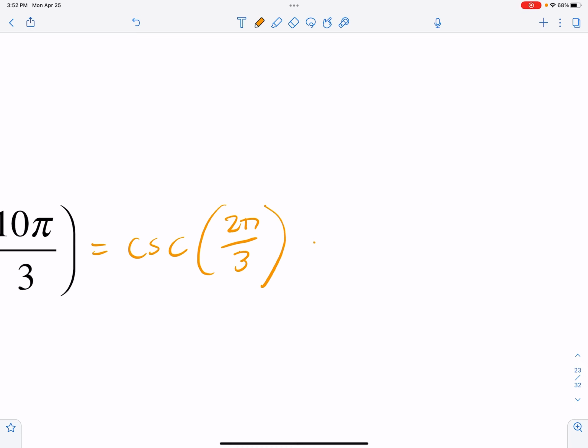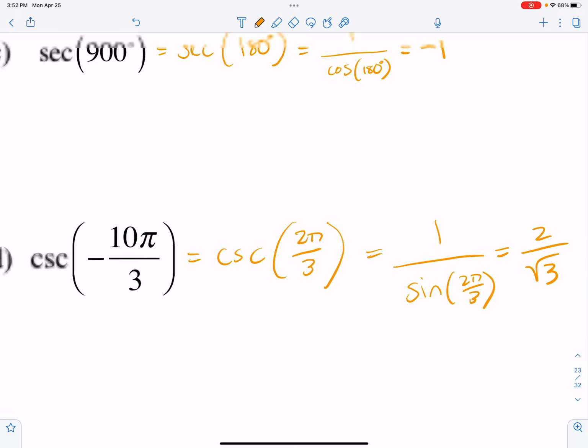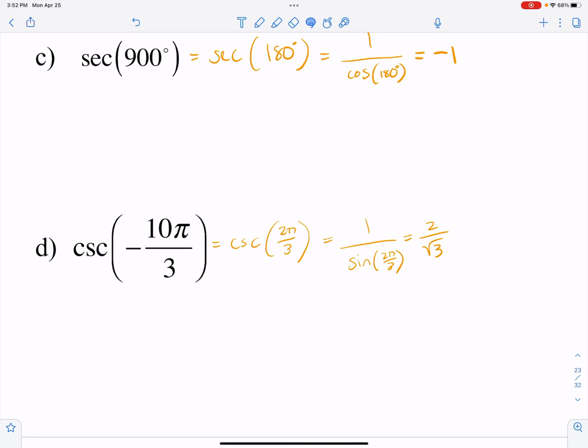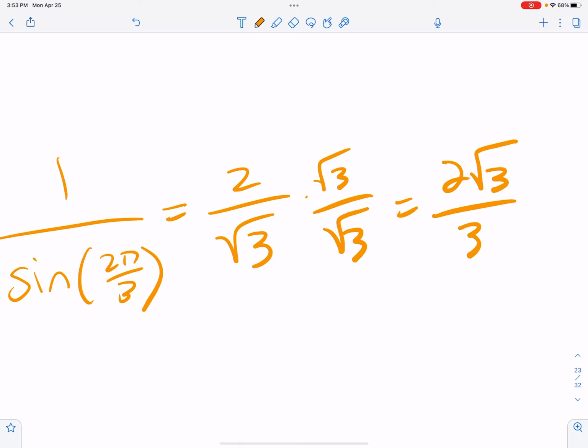Cosecant is the reciprocal of sine. So this is equal to 1 over sine of 2 pi over 3. I'm thinking about the y-coordinate at 2 pi over 3. That's in quadrant 2, where sine would be equal to root 3 over 2. So the reciprocal would be 2 over root 3, which then if we rationalize the denominator by multiplying by root 3 over root 3, we get 2 root 3 over 3.